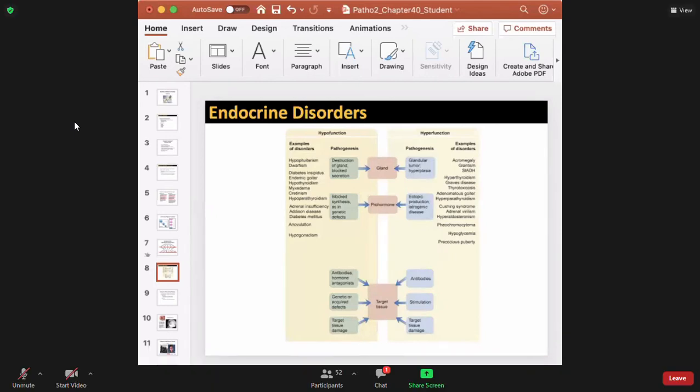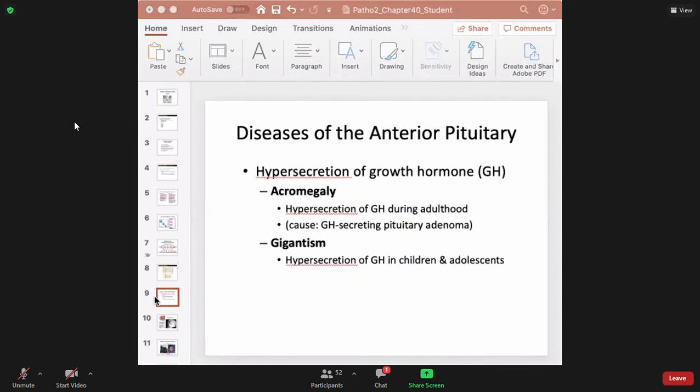So essentially, we're going to be doing a whole bunch of endocrine disorders, regardless of whether they're hyper or hypo in function. So it's important that we keep everything straight. The first thing we're going to do is look at the diseases of the anterior pituitary. And one of the ones we're going to look at is disorders regarding growth hormone. So the first thing you would ask yourself is, what does growth hormone do?